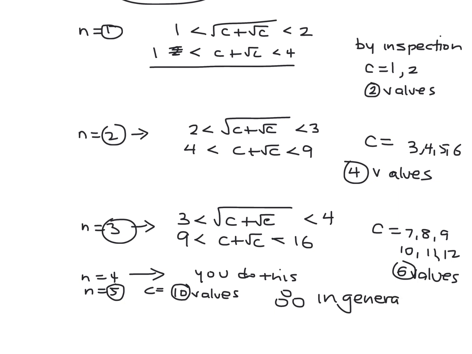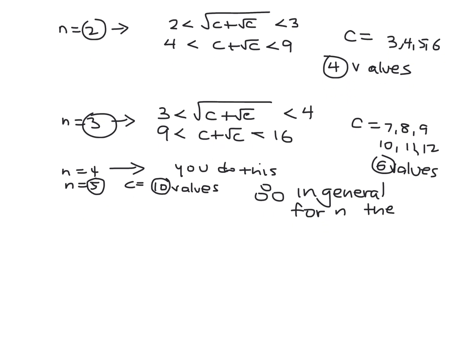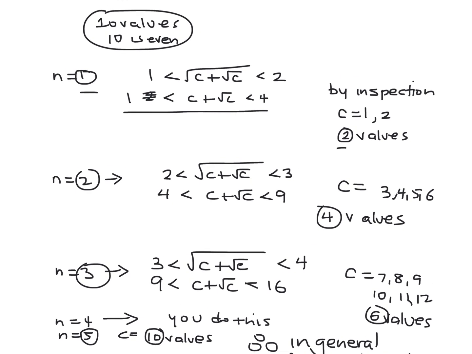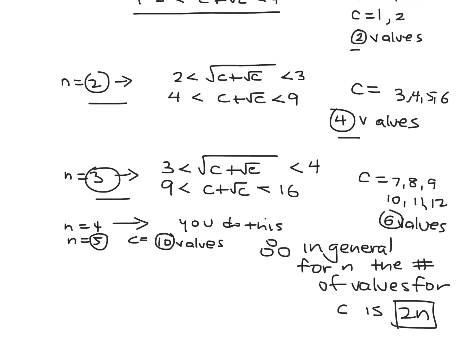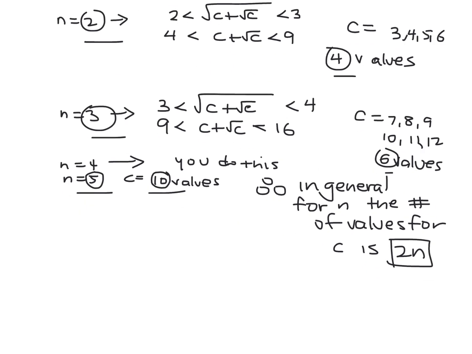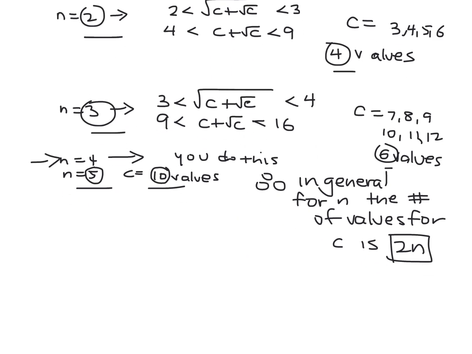it seems that for n, the number of values for c is 2n. Right? When it's 1, it's 2. When it's 2, it's 4. When it's 3, it's 6. When it's 5, I showed it was 10. And you're going to do what it is for n equals 4. And 2n is obviously even. All numbers of the form 2n are going to be even. So there you go.